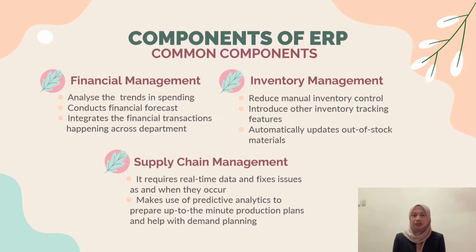The last component is supply chain management. Supply chain management starts from procuring raw materials from vendors. It entails comparing vendors against various parameters. Each search is based on the set parameters and continually updates the list of vendors. The long list of secondary vendors helps when the primary vendor is demanding more than the market price. It requires real-time data and fixes issues as and when they happen. It also makes use of predictive analytics to prepare up-to-the-minute production plans and help with demand planning.